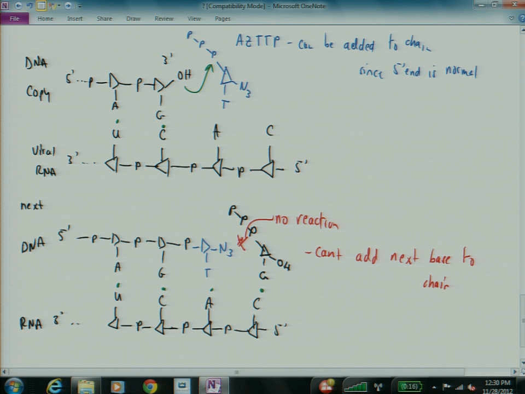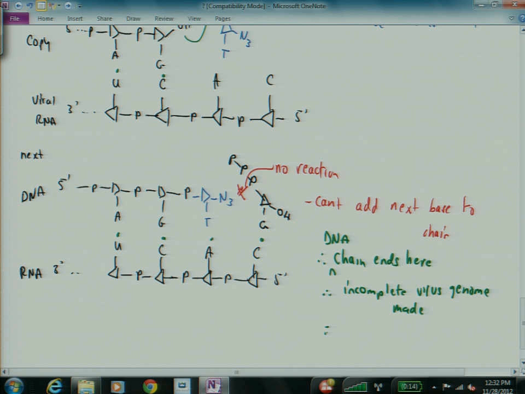Questions about that? Because there's sort of a lot of pieces to that before I talk about... actually, let me write that up. So therefore, the chain ends here. In this case, it's the DNA. Chain ends here. Therefore, an incomplete virus genome is made. Therefore, the virus can't replicate.